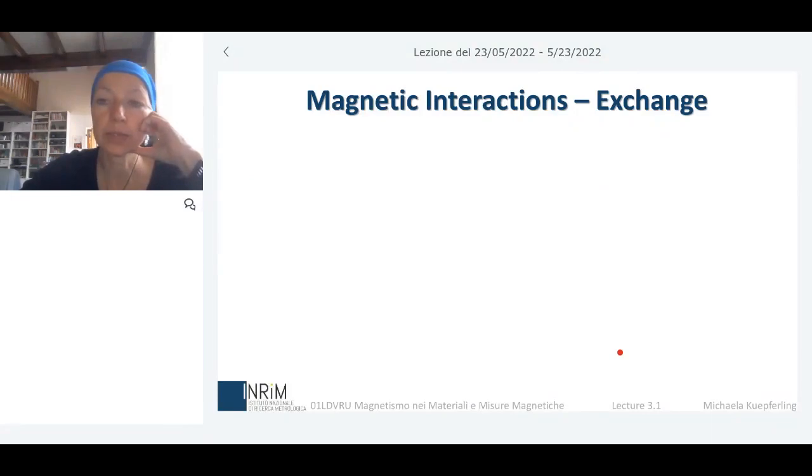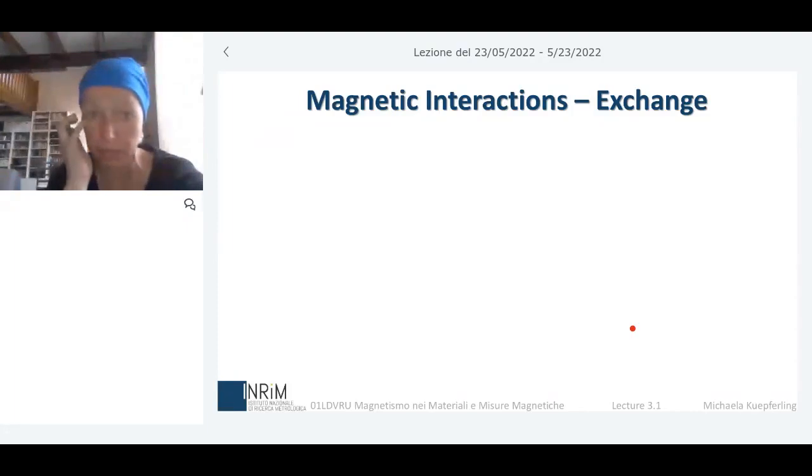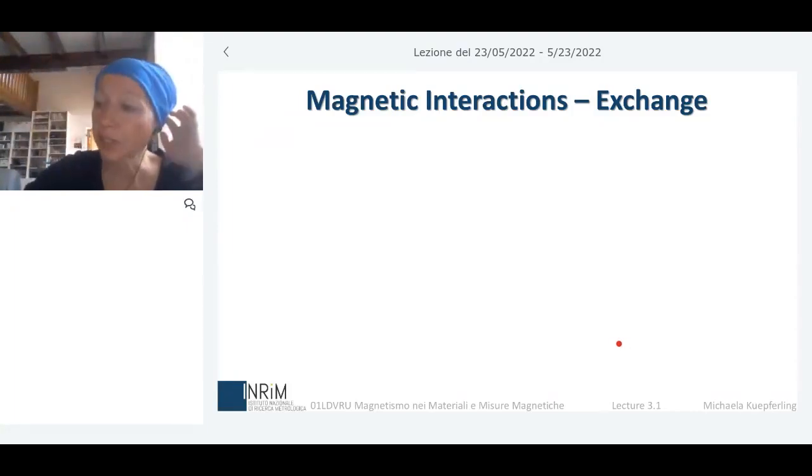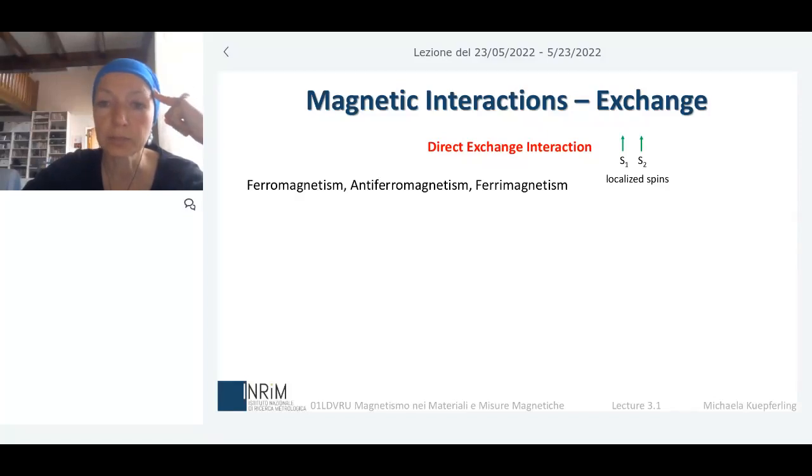And now we really have to go into exchange interaction, because I have mentioned this term already several times. We saw that, of course, the spin will interact with the orbital momentum, but of course spins also have to interact with each other, and orbital momenta have to interact with each other. The origin of this interaction we did not yet discuss, and we still have to understand this in order to say something about the origin of ferromagnetism. So let's go into this exchange interaction, and let's consider a direct exchange interaction. So the interaction between two neighboring localized spins, localized at an atom, let's say. And this will describe ferromagnetism, antiferromagnetism, ferrimagnetism.